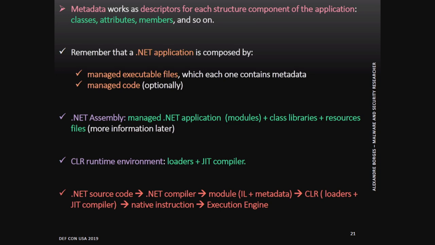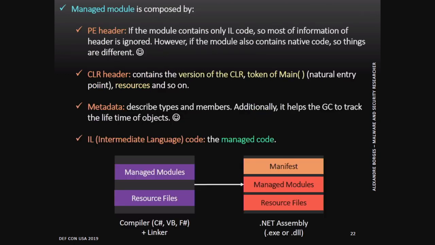Usually you get very valuable information from metadata. A .NET application, as you see, is composed of a managed executable and managed code. It's not so hard to analyze this kind of code, but you need to have some guidelines to do that. For example, managed code is composed of a PE header, of course, a CLR header, metadata, and intermediate language.